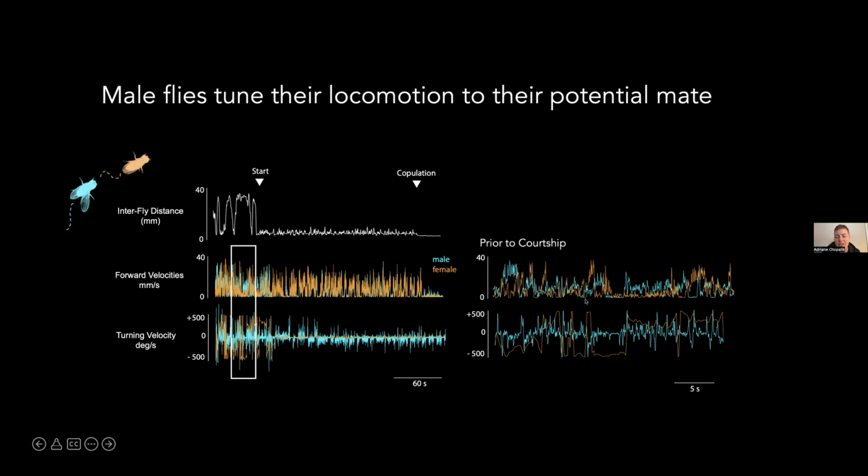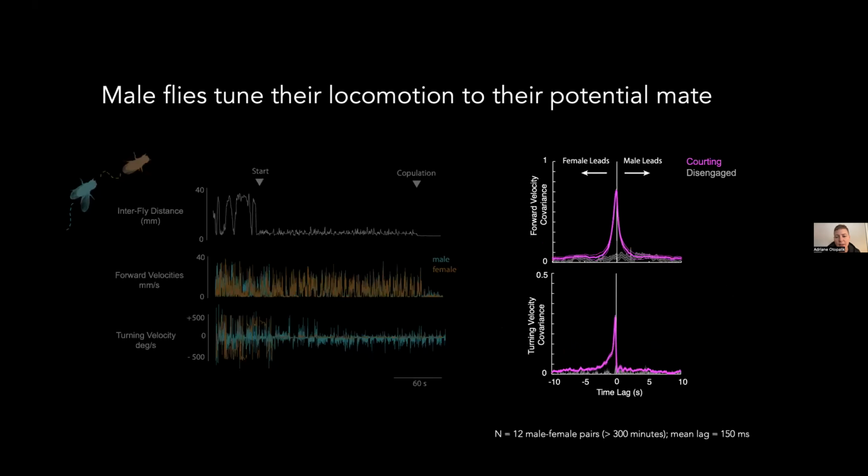And one way to appreciate this quantitatively across courtship assays is to simply take the covariance in those two time series. And you can see that prior to courtship onset, when they are disengaged, there's a zero covariance between the two animals' velocities, but then once courtship begins, you see that this nice peak forms, and the male is able to react to the female motion with a lag of just 150 milliseconds. So the male follows the female's locomotion at a sub-second time scale.